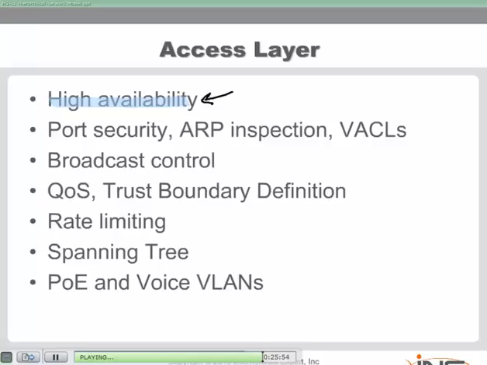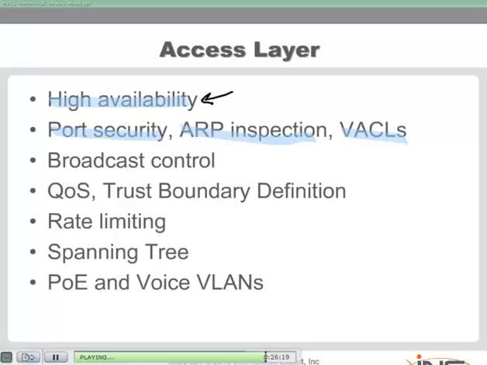Here's where we do have a lot of security. And security that we see at the access layer is things like port security, ARP inspection, VLAN access control lists, and we'll talk more about these in this course when we are focusing on security. Okay, so we'll talk more about these security technologies when security is a focus in this course.